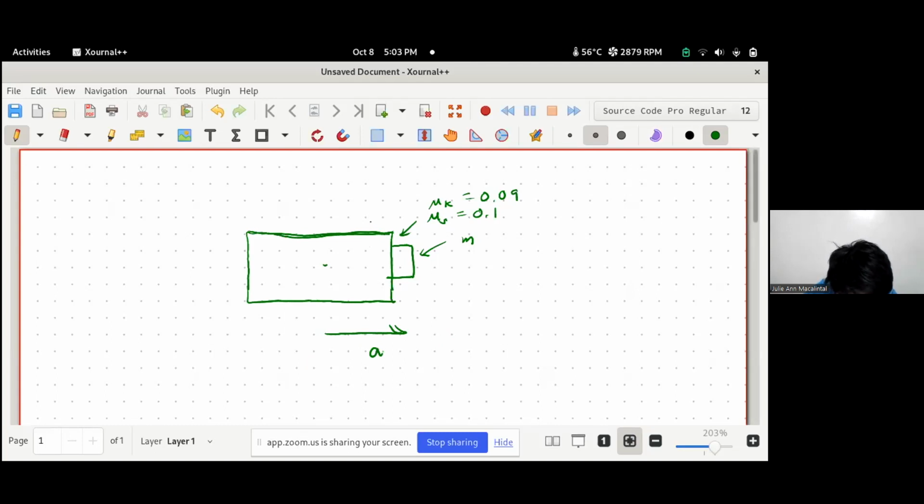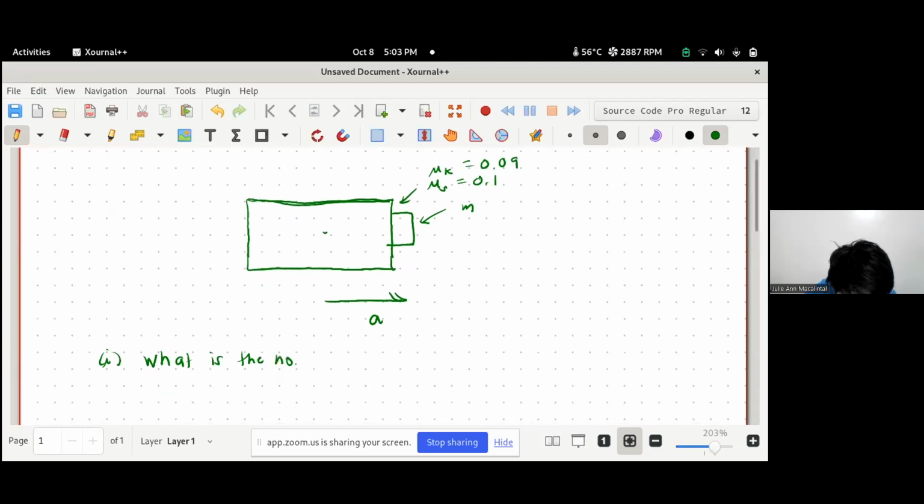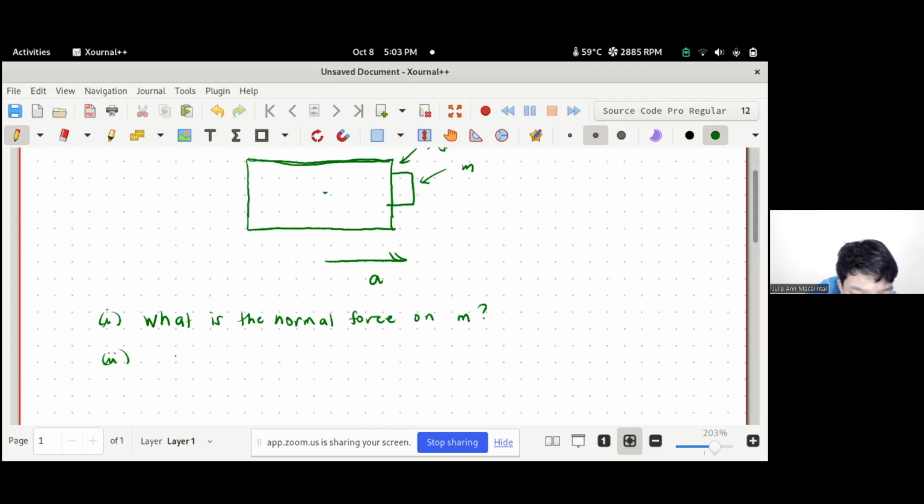Ngayon, ang tanong, ganito. What is the normal force on M, and then what is the minimum acceleration for the box M not to slide downwards?